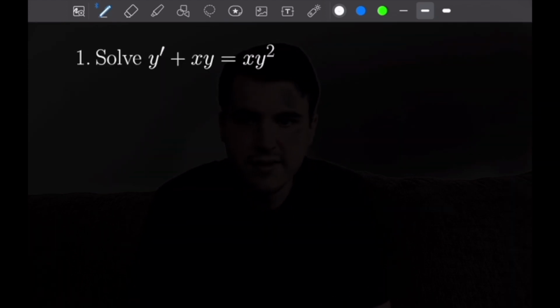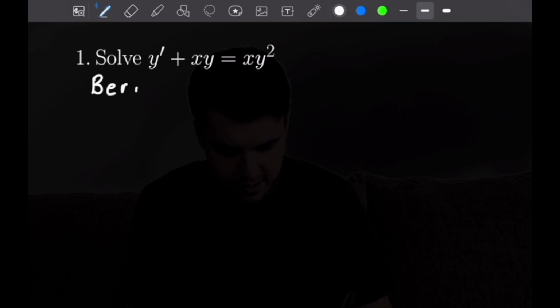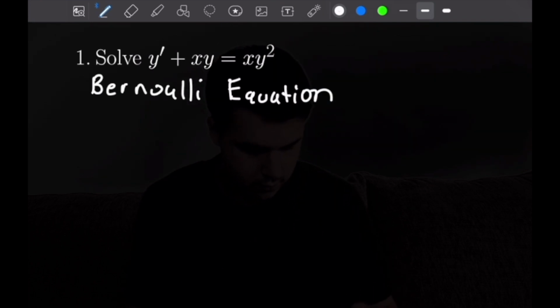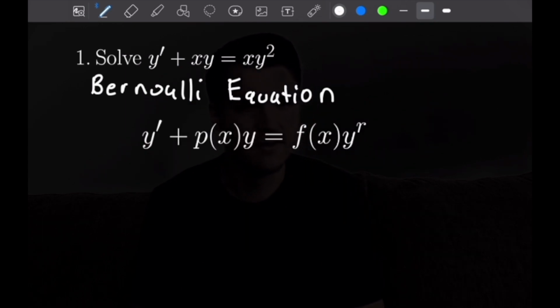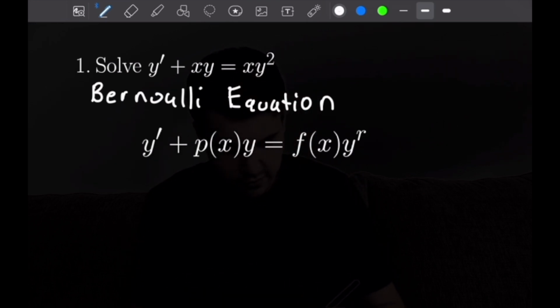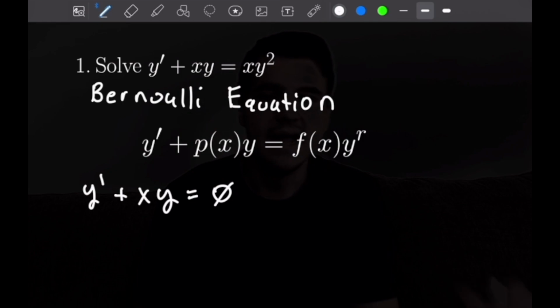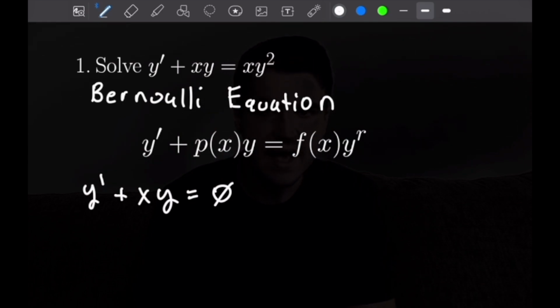Okay, so problem number one says y prime plus xy is equal to x times y squared. So let's go ahead and recall the definition for a Bernoulli equation. And we can see that this equation is in the desired form. Now for Bernoulli equations, the solution process is to solve the associated homogeneous equation, which in this case will be y prime plus xy is equal to 0. And then we will use that solution as a substitution, which will solve our entire differential equation.